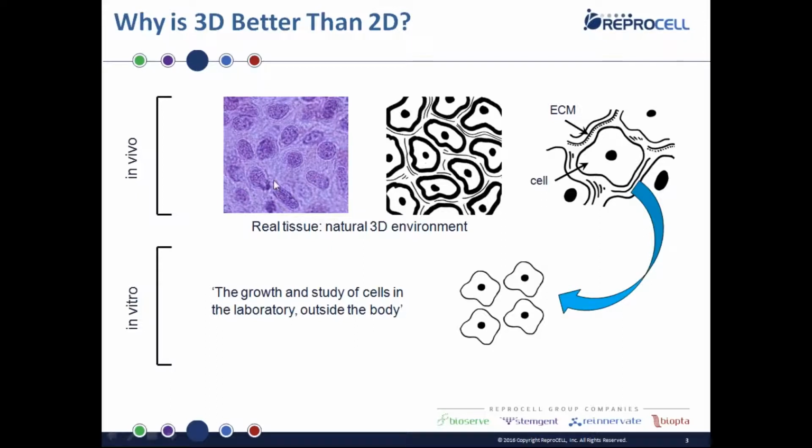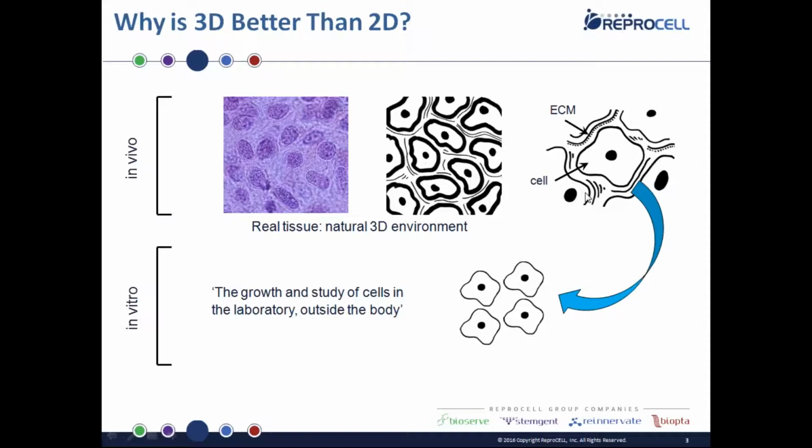So to get started, this is in vivo tissue, and you can see that in this natural real tissue environment. Here are the little cell nuclei, and you can see how all the cells are really in contact with each other. And in between each cell you will find some extracellular matrix, so that is protein which is secreted by the cells and gives cohesion to the tissue and to the organ. And here it is detailed a little bit more.